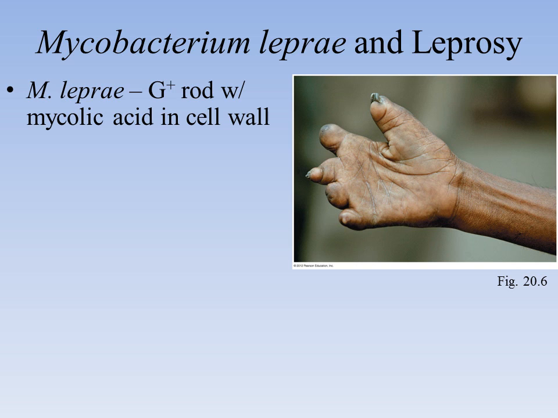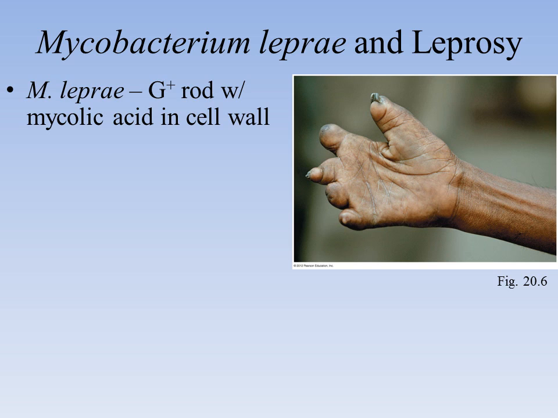This organism is a mycobacterium. With mycobacterium, you should think of mycolic acid, because these organisms are so named because they have mycolic acid in their cell wall. It's classified as a gram-positive rod, although it won't stain very well for that because of the mycolic acid in the cell wall.